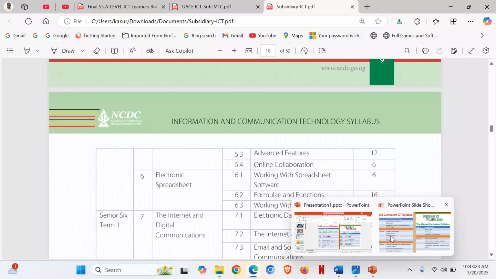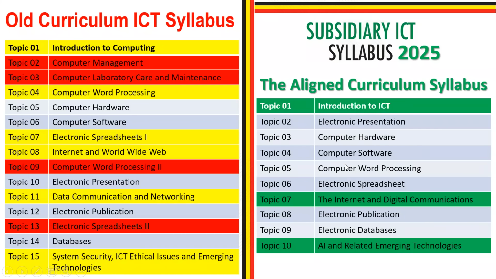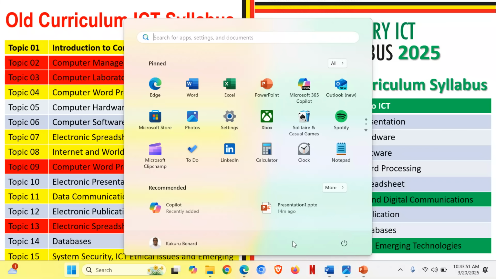So you will find that when it comes to the syllabus of the aligned curriculum, from topic 1 up to topic 6, this is the content for senior 5. Then topic 7 to topic 10, this is content for senior 6 in the aligned curriculum. So let's dive into today's lesson.